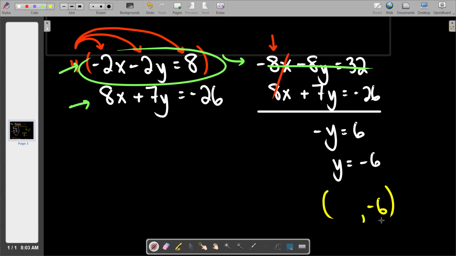So I'm going to take my negative 6 and I'm going to put it right where that yellow arrow is pointing. Make sure you put it in place of the right variable. What would my top equation say if I substitute?